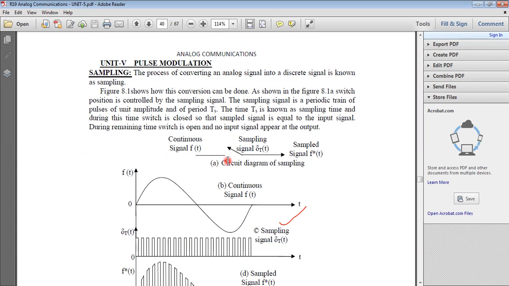So with the help of a single switch we can convert an analog signal into a sampled signal. For that purpose, we apply the continuous signal, and the sampling signal is a pulse train which has unit amplitude and time period Ts. The time Ts is known as the sampling time, and during this time the switch is closed, so that the sampled signal is equal to the input signal.